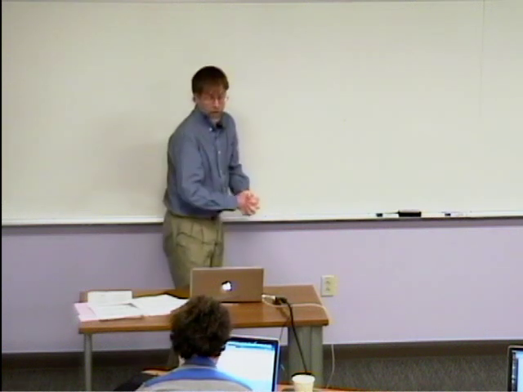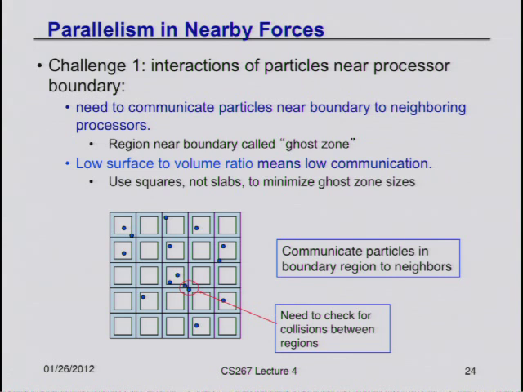Okay, so here the idea is that, let's suppose I have a square domain of particles, and I have 25 processors arranged here. As you can see, each box is a particle. Which particles do I assign to which processors?